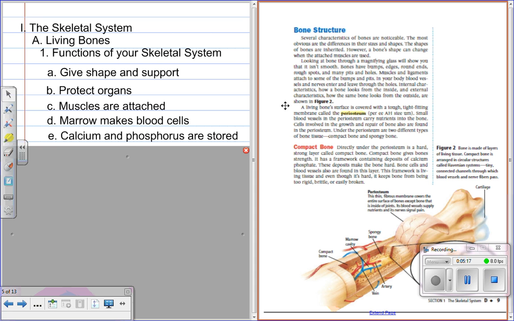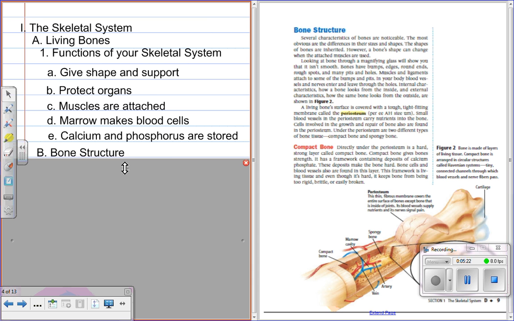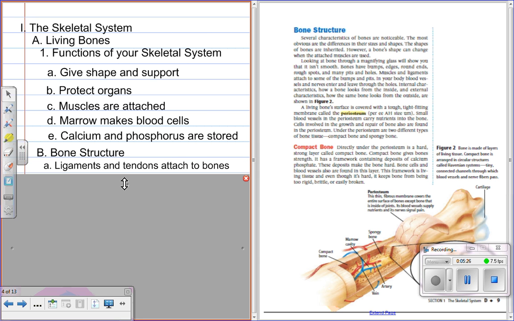Now, we have a definition that's in this section. So, we're going to have our capital letter B for bone structure. And we have some facts here. Our definition's in a minute. Okay? So, we have here that muscles and ligaments attach to bones. Now, we're going to take it one step further and say muscles don't attach to the bones, but tendons attach the muscle to the bone. So I'd like you to write what I wrote here. Ligaments and tendons attach to bones.